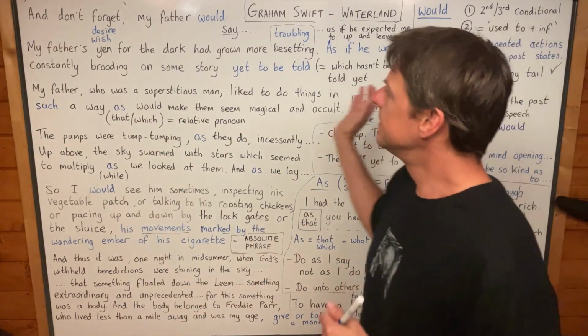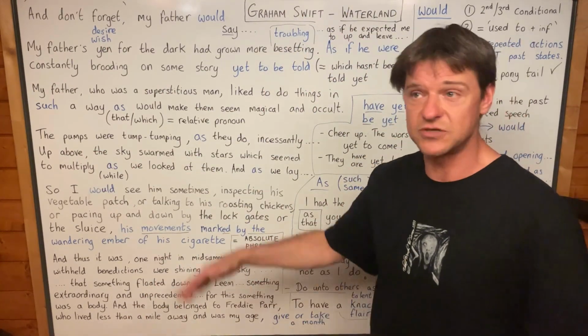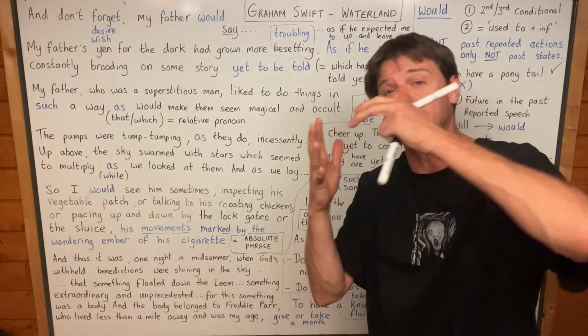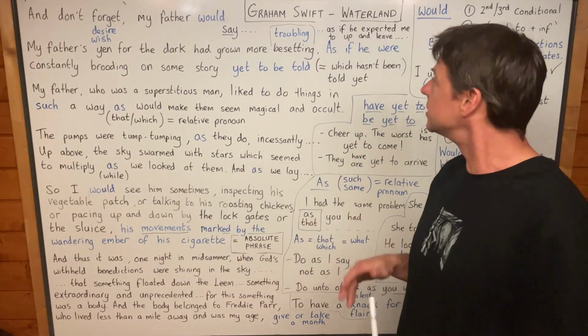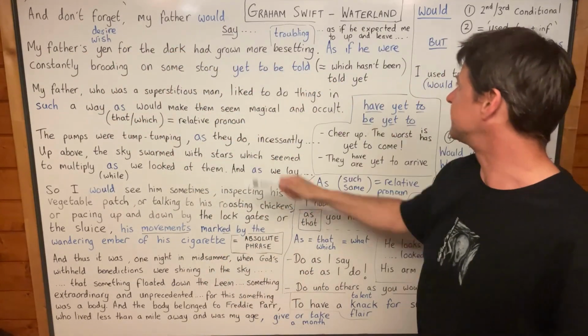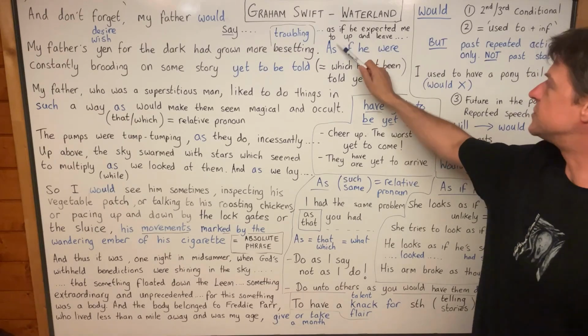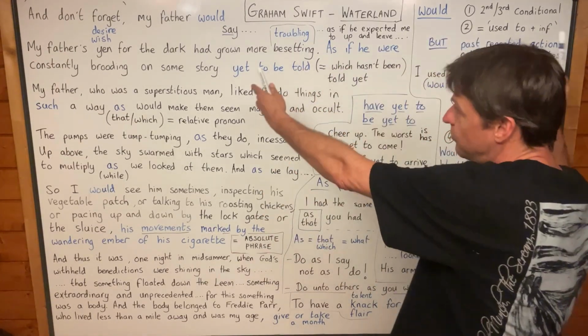So firstly, the text starts, this is all from chapter 1 today. Everything is from chapter 1, and chapter 1 is very short because there are a lot of chapters, but they are short chapters, so it's still quite a big book. So it starts with, "And don't forget," my father would say, "as if he expected me to up and leave." Okay, and I haven't finished that sentence yet, it does go on further.